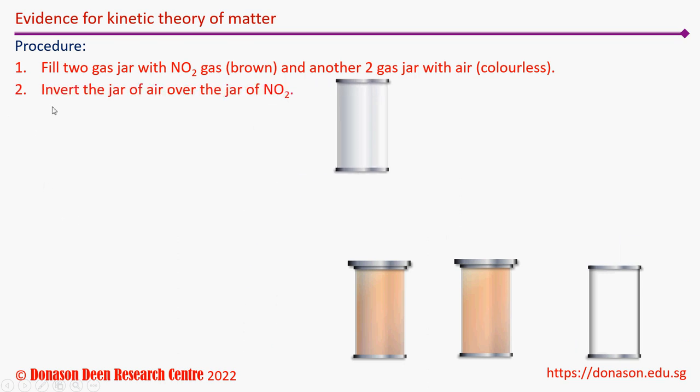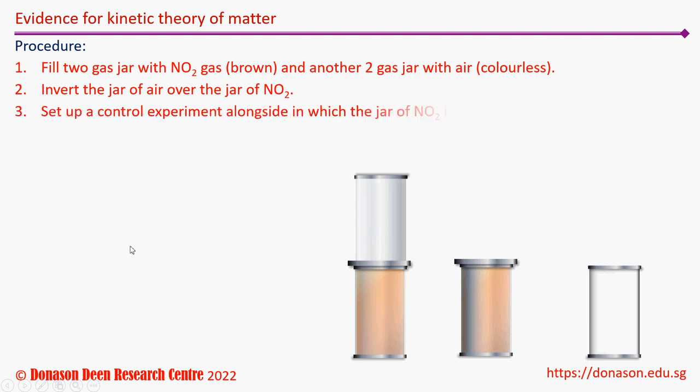So the second step is to invert the jar of air over the jar of nitrogen dioxide like this. So we take the jar of air and we just put it on top of the jar with nitrogen dioxide, and we're going to do the same thing with the other setup.